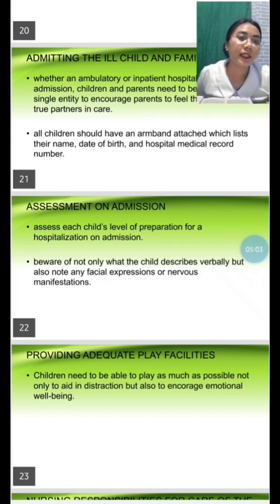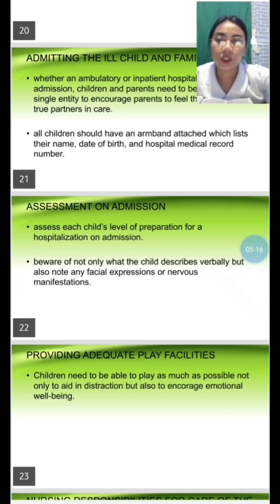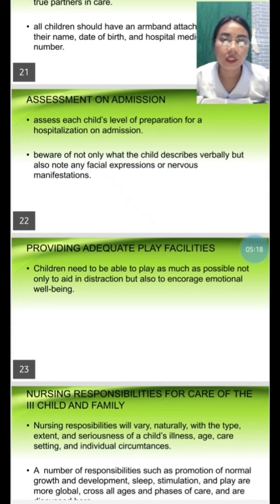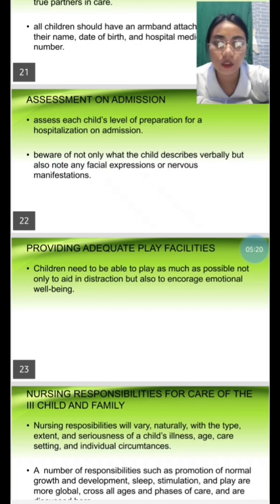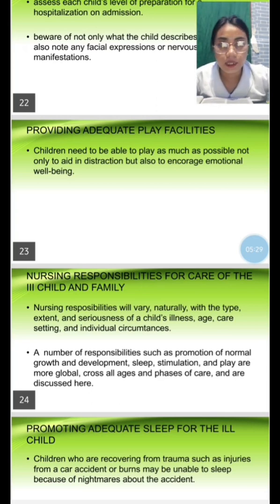Parents upon hospital admission, for a nursing history information, such as patient illness history. So, providing adequate play facilities, children need to be able to play as much as possible, not only to aid in distraction but also to encourage emotional well-being.